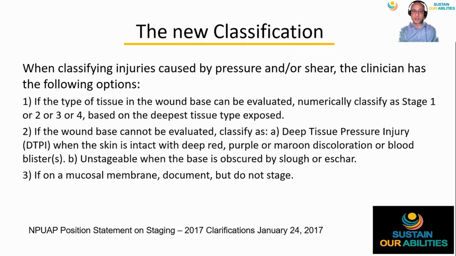A. Deep tissue pressure injury when the skin is intact with deep red, purple, or maroon discoloration or blood blister, and B. Unstageable when the base is obscured with slough or eschar. And third, if on a mucosal membrane, document but do not stage.